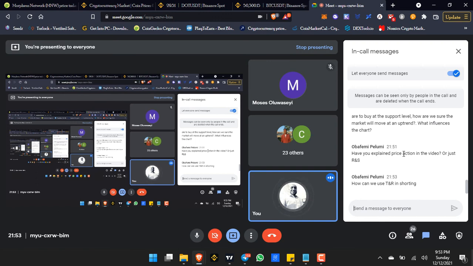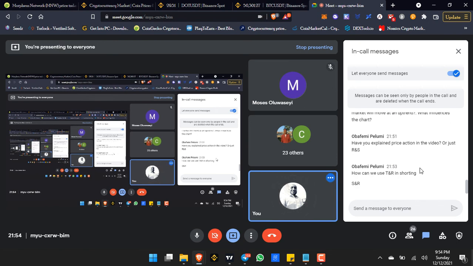How can we use S and R in shorting? Obafemi, I don't understand the kind of questions you're asking. I particularly mentioned that this is not a class for futures trading. This is not a class.